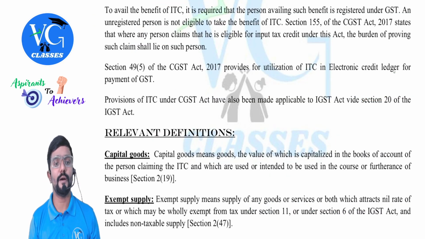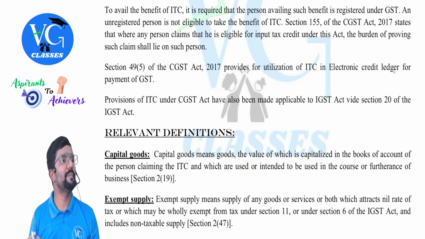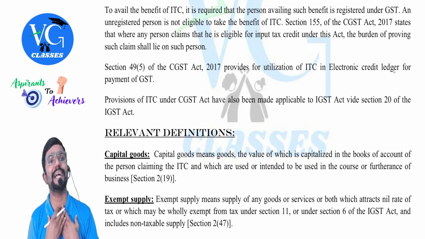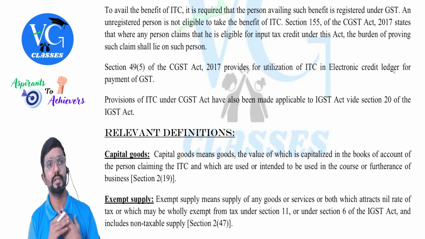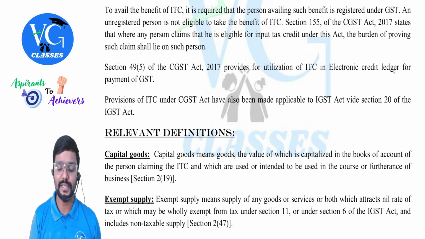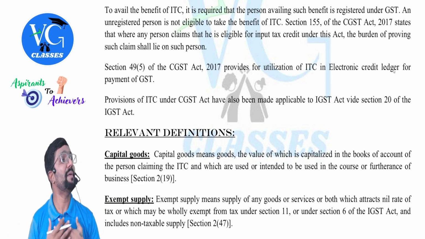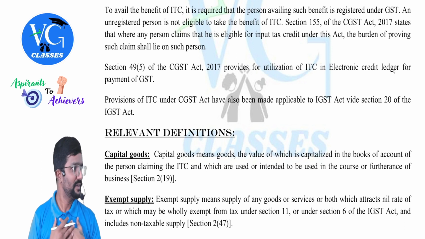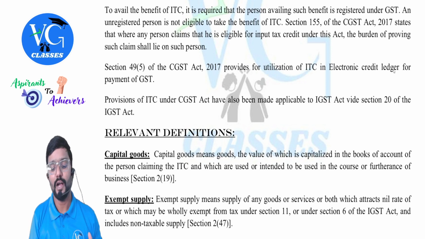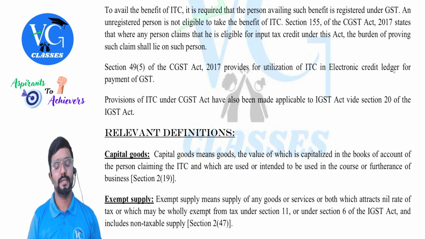Section 49(5) of the CGST Act 2017 provides for utilization of ITC in the electronic credit ledger for payment of GST. Guys, whatever credit I have, where will it appear to me? In the electronic credit ledger. And how to utilize it, we will see in the next part of the same chapter. First, we will see, am I eligible or not? Do I get a credit or not? If yes, how much? Once I get a credit, we will see later how to utilize it.